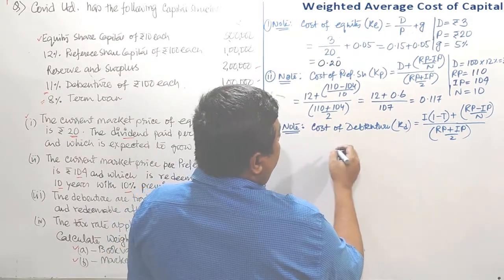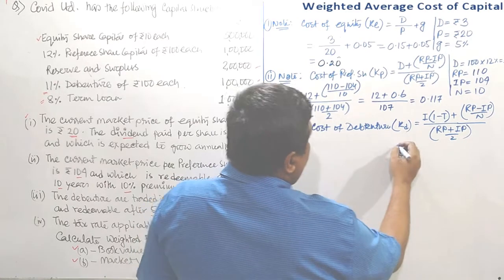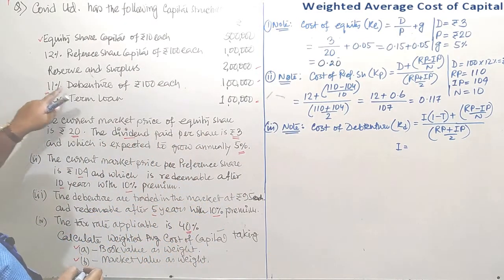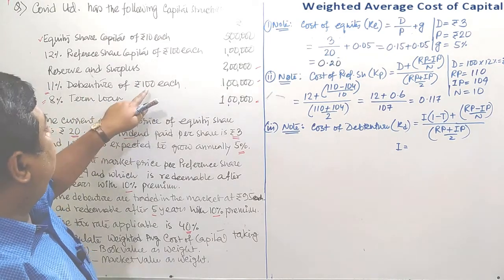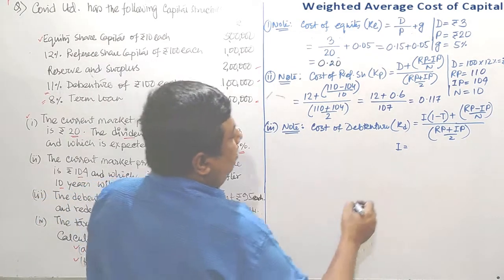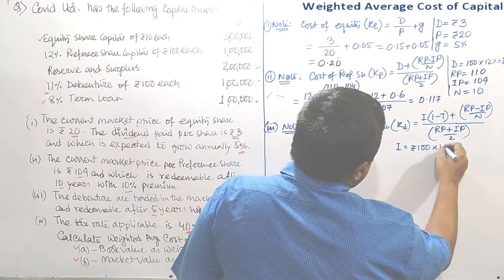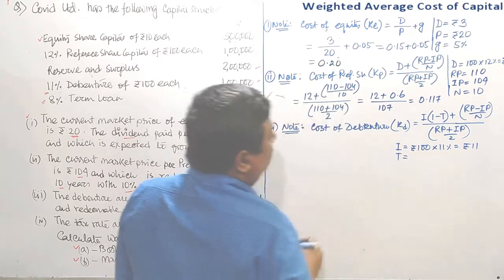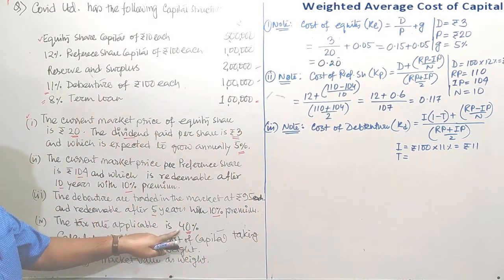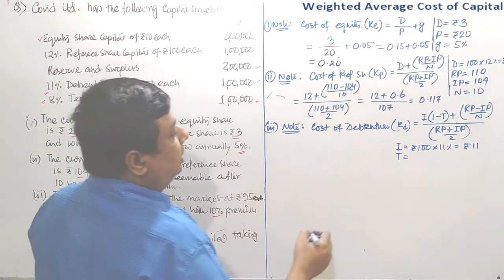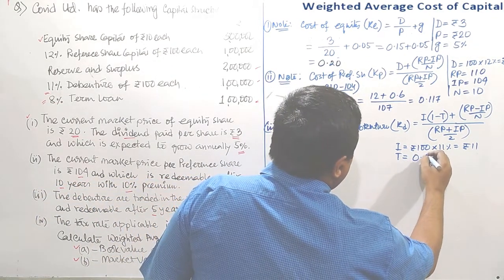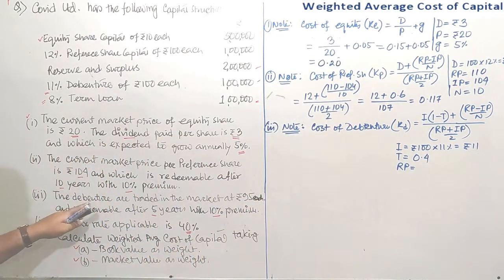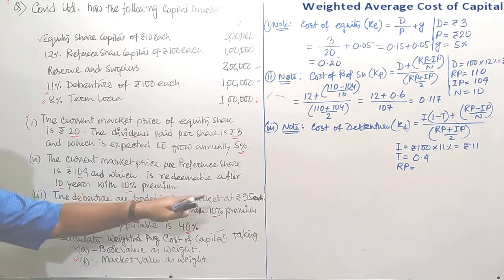Now one by one we are going to plot over here, where I stands for interest, it is 11%. The debenture is of 100 each, then 100 into 11% is rupees 11. T stands for tax rate. Tax rate is available over here as 40%, then it is 0.4.